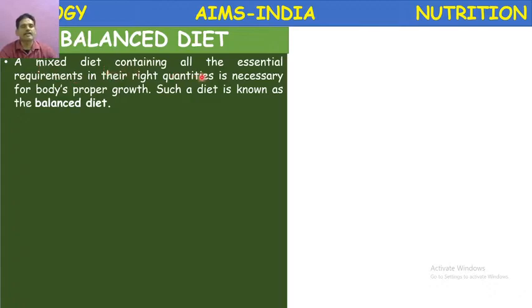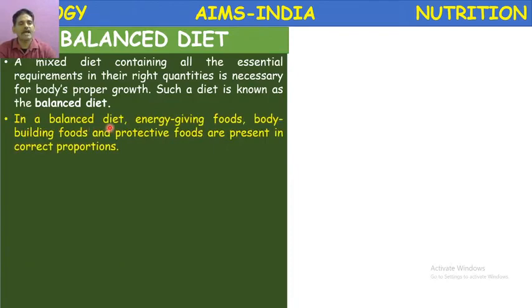A mixed diet containing all the essential requirements in their right quantities is necessary for the body's proper growth. Such a diet is called a balanced diet, or a diet which fulfills all the nutrients. What are the nutrients? Carbohydrates, proteins, fats, vitamins, minerals, water, roughage. All these together, it is called a balanced diet. In a balanced diet, all types of food materials are present.